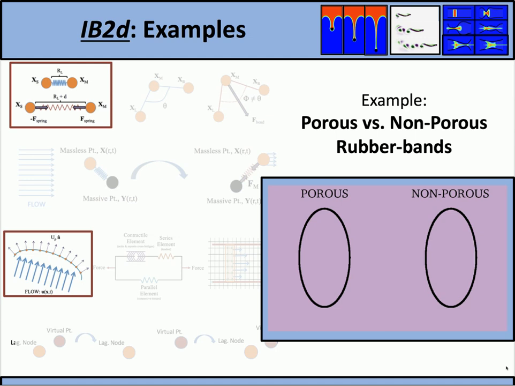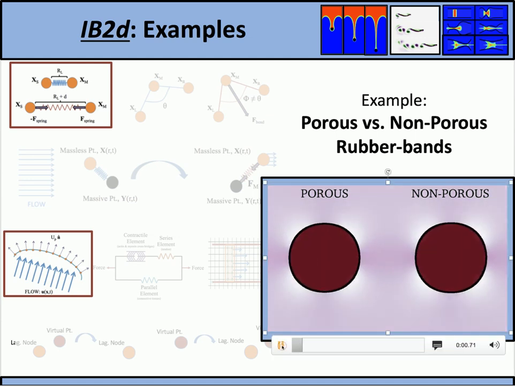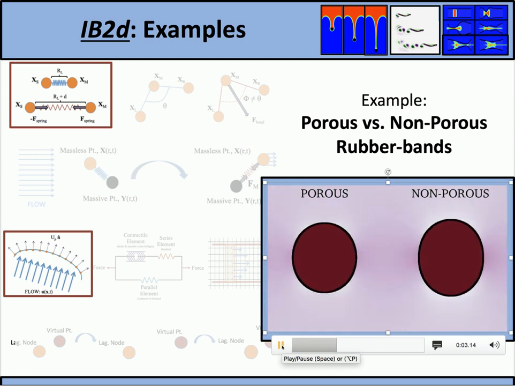The first example I'll show you is this example of rubber bands, where you have a porous rubber band and a non-porous rubber band. This is one of those very quintessential fluid structure interaction problems. You have a stretched out rubber band, you release it, and it's going to oscillate to its lowest energy state of a circle. The porous rubber band is on the left-hand side, the non-porous is on the right. This example uses both springs as well as porous points. And you can see that the porous rubber band is losing volume over time.